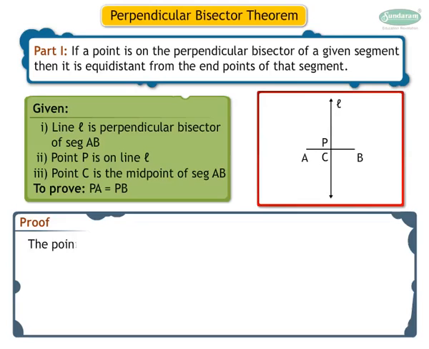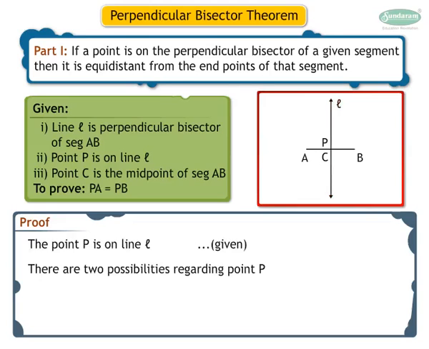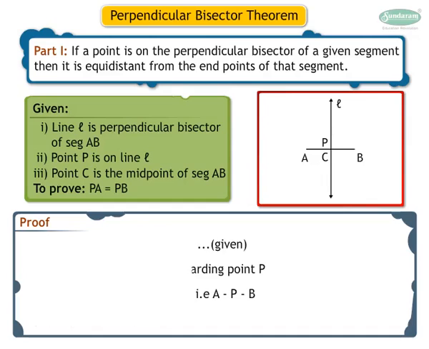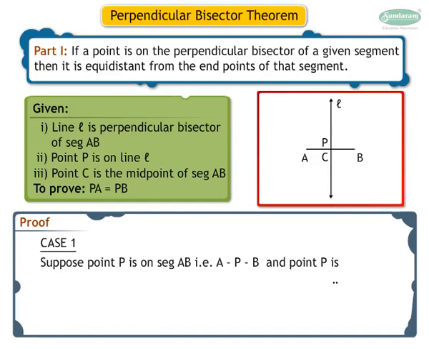It is given that the point P is on line L. There are two possibilities regarding point P. 1. It may be on segment AB, that is, point P is in between A and B. Or 2. It may not be on segment AB. Case 1. Suppose point P is on segment AB, that is, point P is in between A and B, and point P is on line L. Therefore, line L intersects segment AB in point P.